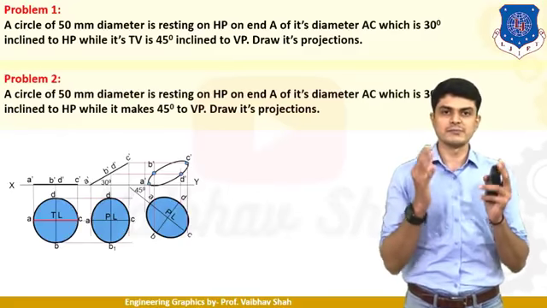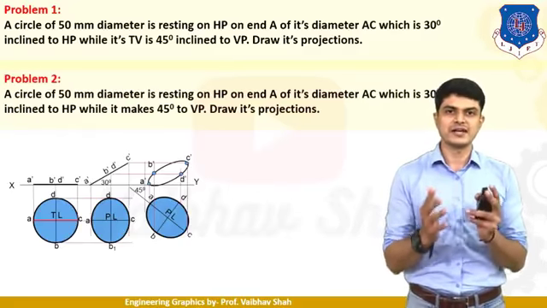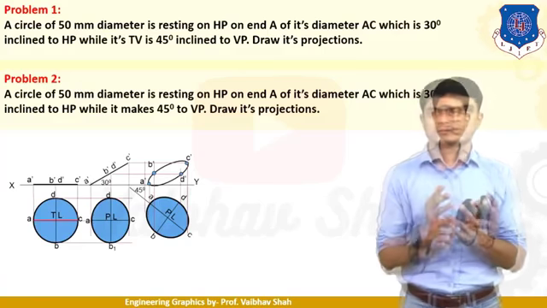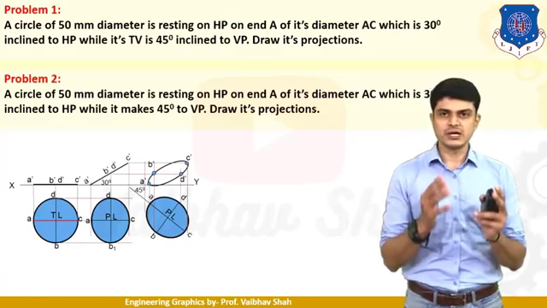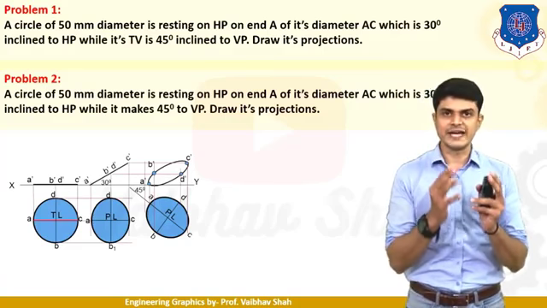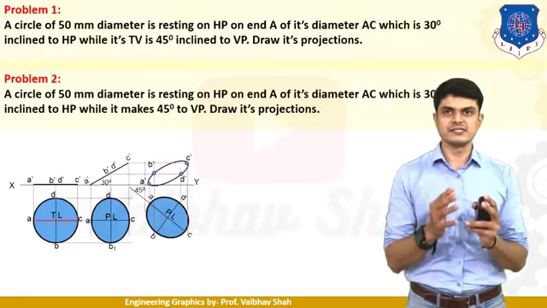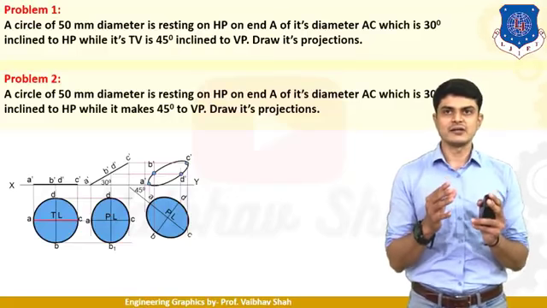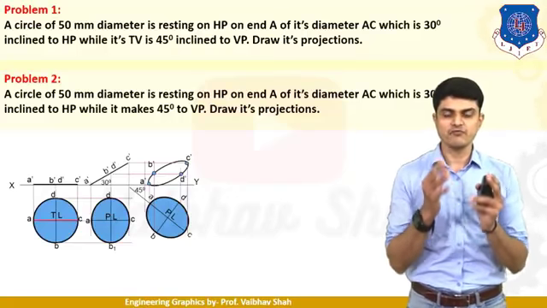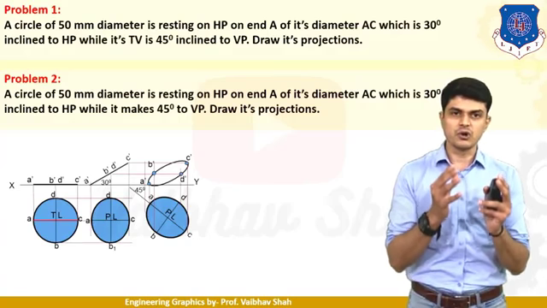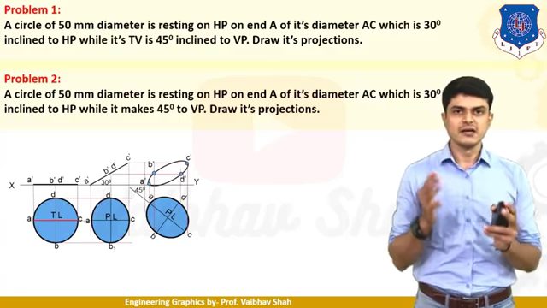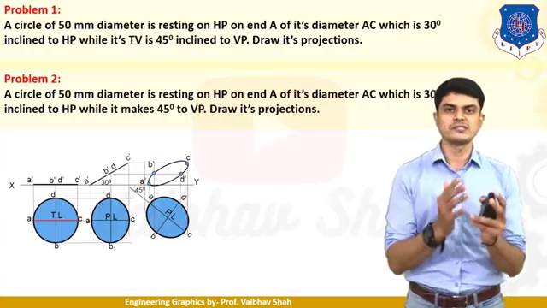So let us move to one similar kind of example and then we will try to compare both examples. Problem 2: a circle of 50 mm diameter is resting on HP on the end point A of its diameter AC, which is 30 degree inclined to HP while it makes 45 degree to VP. Draw its projections. As you can see, the first two stages are almost similar for this case.